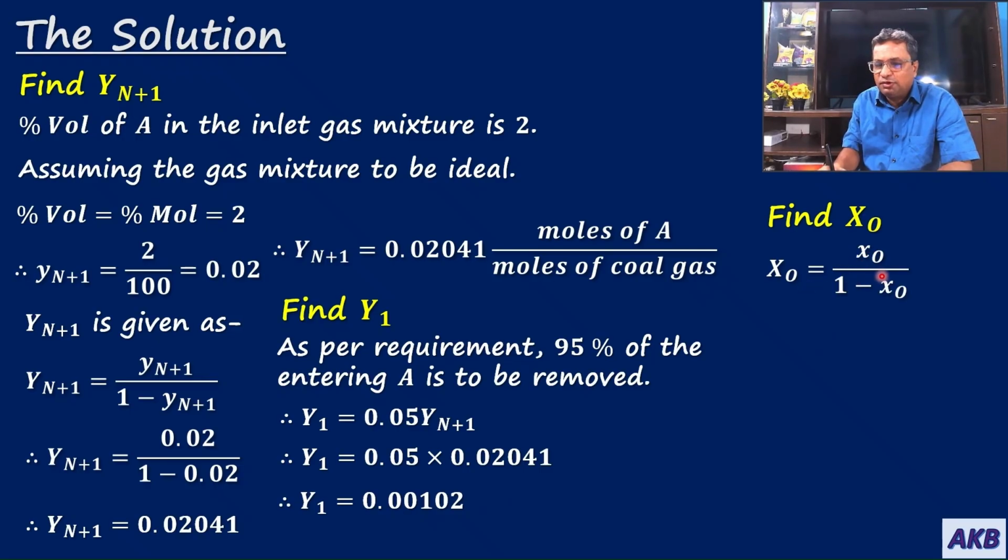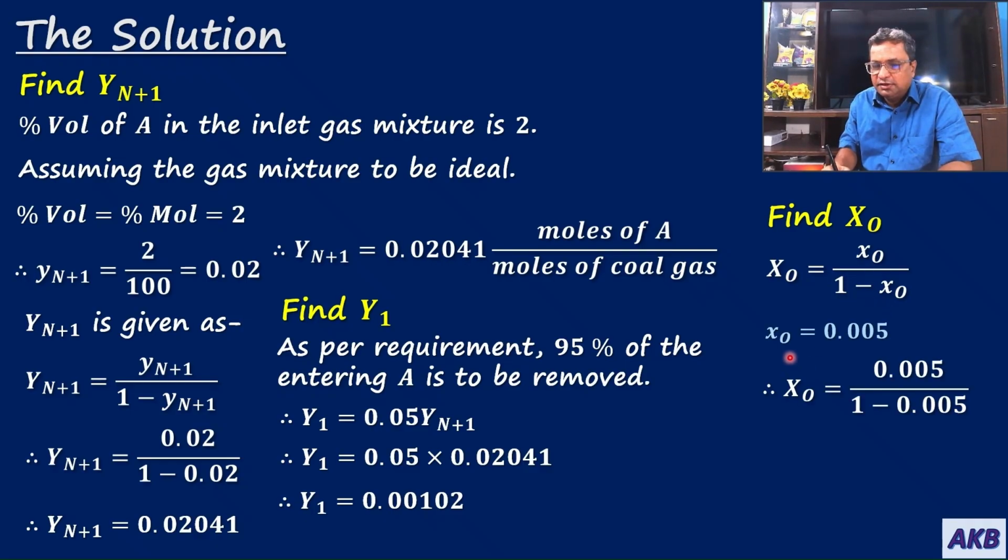Then we have to get capital X0. We can get that from small x0, which is known to us. So capital X0 is small x0 upon 1 minus x0. Small x0 is 0.005. So therefore capital X0 is 0.005 divided by 1 minus 0.005. That gives us capital X0 as 0.00503. So in this way, we get capital Yn plus 1, we get capital Y1, and we have also got capital X0. Let us move ahead.